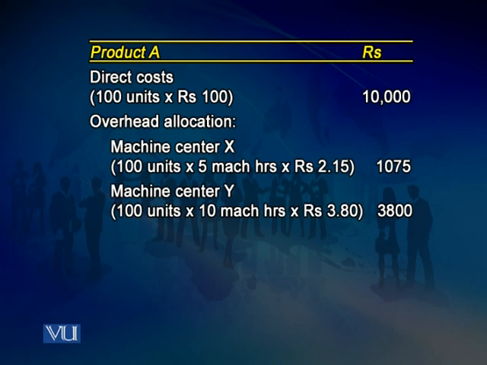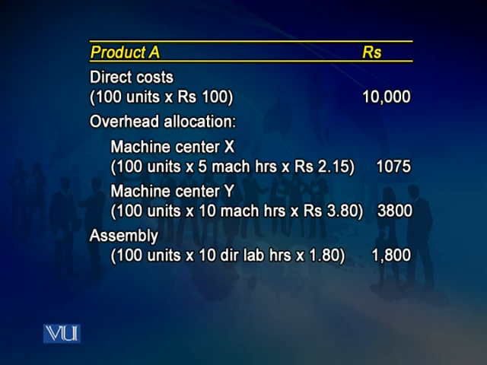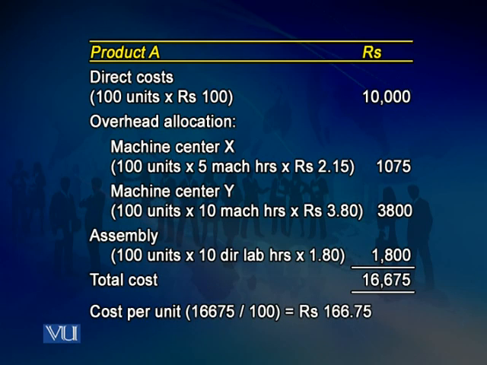Similarly, in machine center Y, these 100 units require 10 machine hours, and the rate of overhead recovery in Y was 3.8. So product A cost for machine center Y will be 3,800. And in the assembly section, you have 100 units which require 10 direct labor hours, and the recovery rate was 1.8 per hour. So the overhead costs here are 1,800. The total cost of product A now can be seen as 16,675, and therefore this is the cost of 100 units. To calculate the cost per unit, we divide the 16,675 by 100. This gives the product cost of 166.75 for product A.